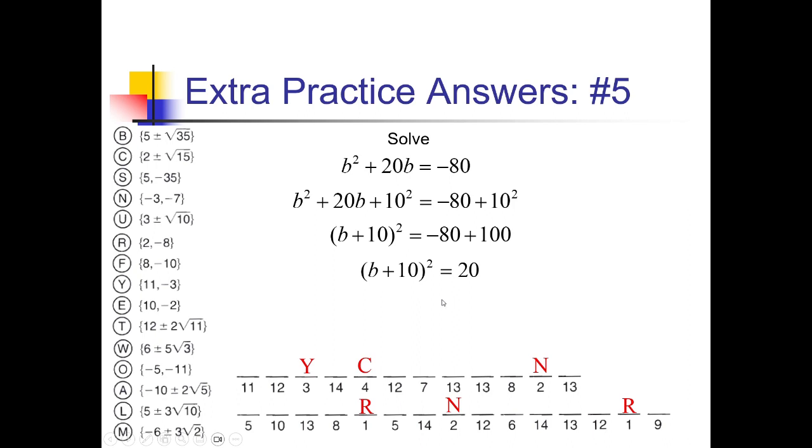Now I'm going to square root both sides. That leaves me with b plus 10 on the left side. And on the right side, the square root of 20, I can actually split that up into 4 times 5 under a radical. So square root of 4 is going to be 2. And let me also subtract 10 from both sides. So I'm going to have negative 10 plus or minus 2 radical 5.